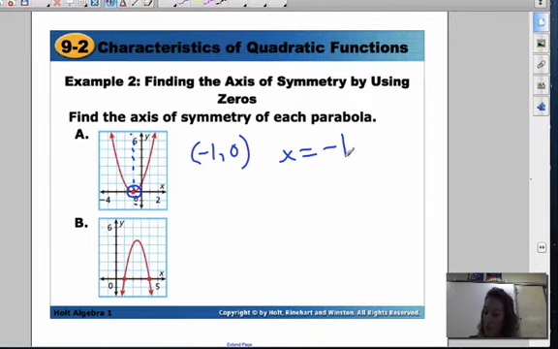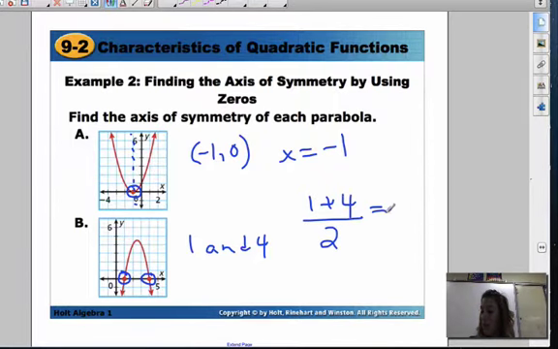Okay, example number 2. I have two zeros on this graph. My zeros are 1 and 4. So when I have two zeros, I want to take the average of the two zeros. So I add them up and divide by 2. So 5 divided by 2 is 2.5. So the axis of symmetry would lie at x equals 2.5.